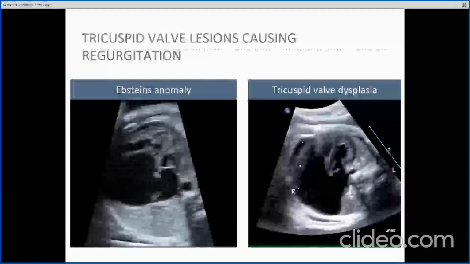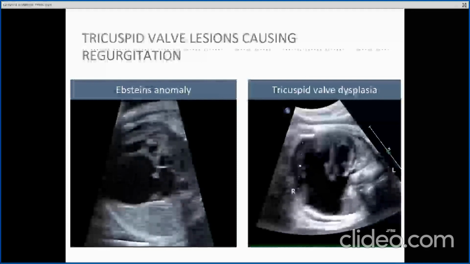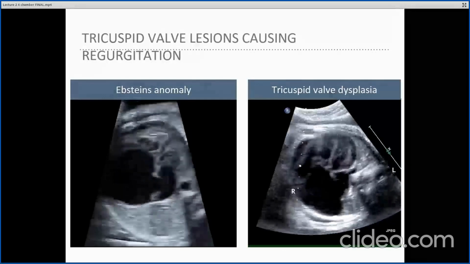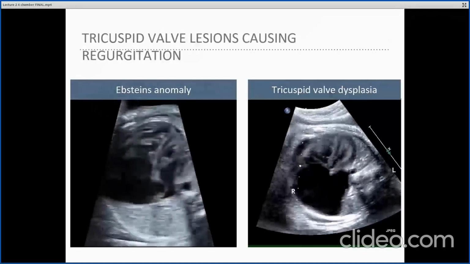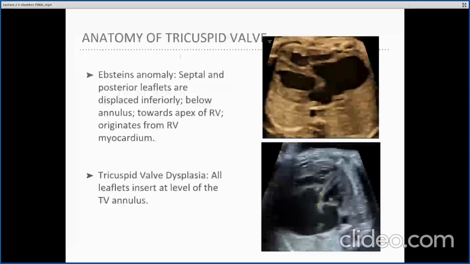And when we put color, there will be severe tricuspid regurgitation. But the differentiating point is that the level of insertion of the tricuspid valve is lower in Epstein's, while in tricuspid valve dysplasia it is at the normal level. So the anatomy of the tricuspid valve is illustrated here. In Epstein's, the septal and the posterior leaflets are displaced inferiorly towards the apex of the right ventricle. So that is the displacement.